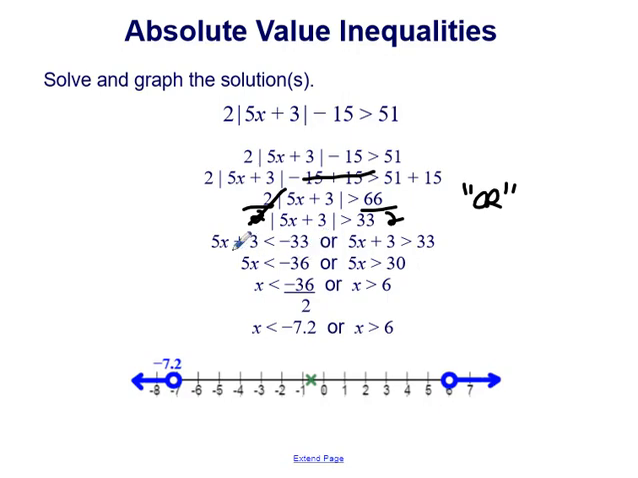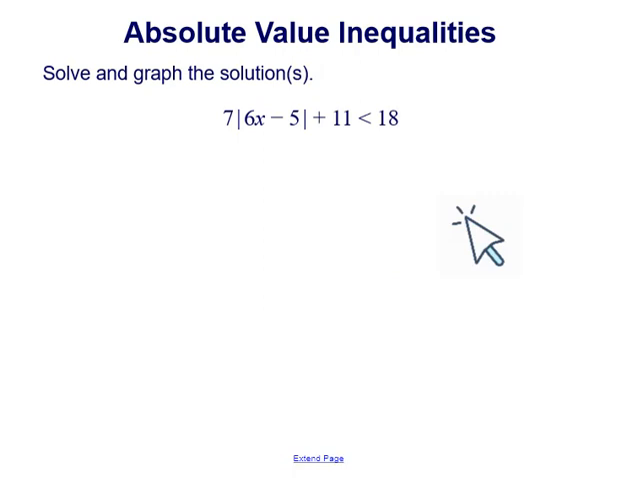So we're splitting this up as 5x plus 3 is less than negative 33, or 5x plus 3 is greater than 33. We're solving each inequality individually. We're subtracting 3 from both sides. We're dividing by 5 on both sides, which leaves us with x is less than negative 7.2, or x is greater than 6. So we're marking negative 7.2 and 6 with open circles, and we have our shading to the left or to the right.